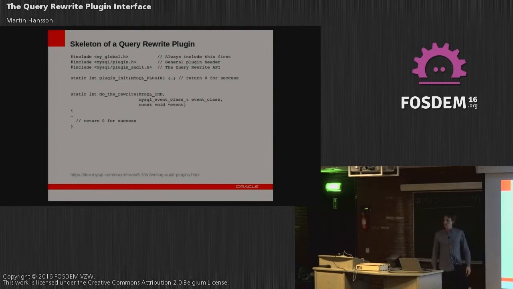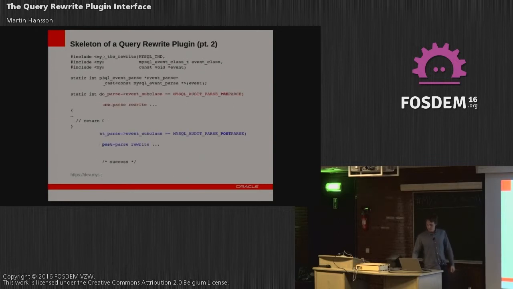You have the plugin init function where you can set up your plugin, allocate memory as you need. If you don't return zero, the install plugin command will fail. And there's the rewrite function. It hasn't changed since last time. And here you can look at the event class, and it can be either pre-parse or post-parse. This is just for this example, that we have a plugin that actually handles both pre- and post-parse. In practice, you probably will not want to write a plugin that rewrites both before and after parsing. But I thought it was a good example.